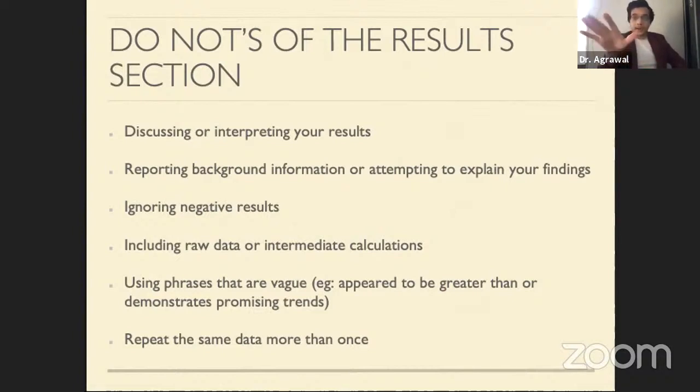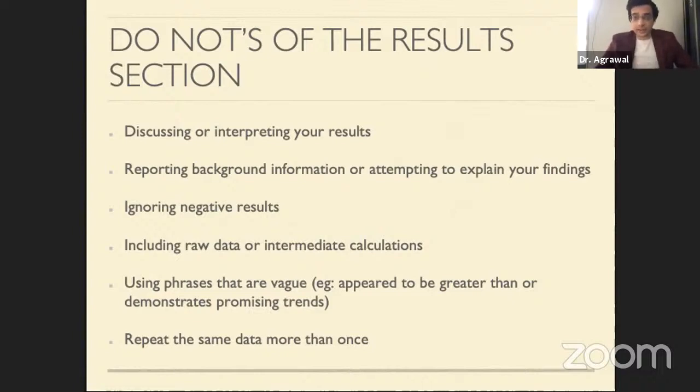In the results section, only write what your results are, right? And don't use phrases that are vague, like appear to be greater than, or demonstrates promising trends. Either in the results section, something is significant statistically or it isn't. So if you're taking an average mean of BP in a particular population, if the BP in your females is 120 by 80 and in the males is 130 by, say, 90, don't write that the BP in males appeared to be greater than females.